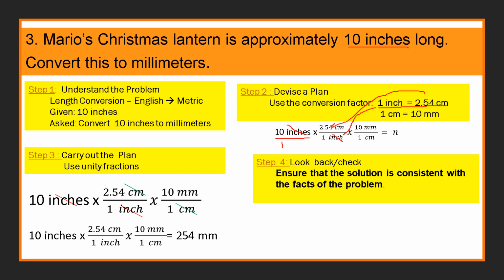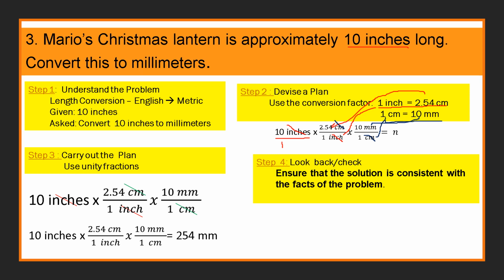And then multiplied by, we'll use this conversion factor: 1 centimeter is equal to 10 millimeters. Take note, this is now in centimeters, so we'll have it on the opposite. We have centimeter in the denominator. So we write here 1 centimeter in the denominator and 10 millimeters in the numerator, equal to n. So we have now our plan. We can now solve the mathematical sentence. So carry out now the plan.